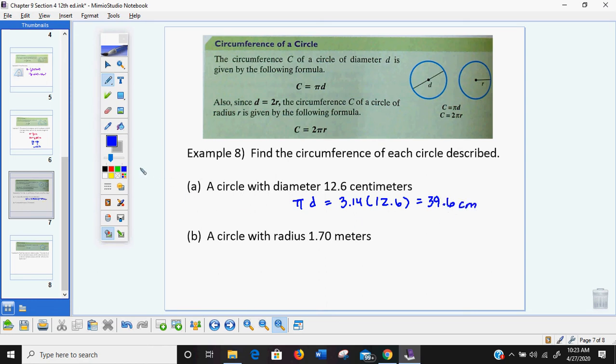Let's look at the next one. A circle with a radius. Now this one they gave us the radius, so we're going to do 2 pi r. Right? So we're going to have 2 times 3.14 times the radius, which is 1.7. You multiply that out and you get 10.7 meters. Neither of these is squared because we're not finding area. We're just finding the distance around.